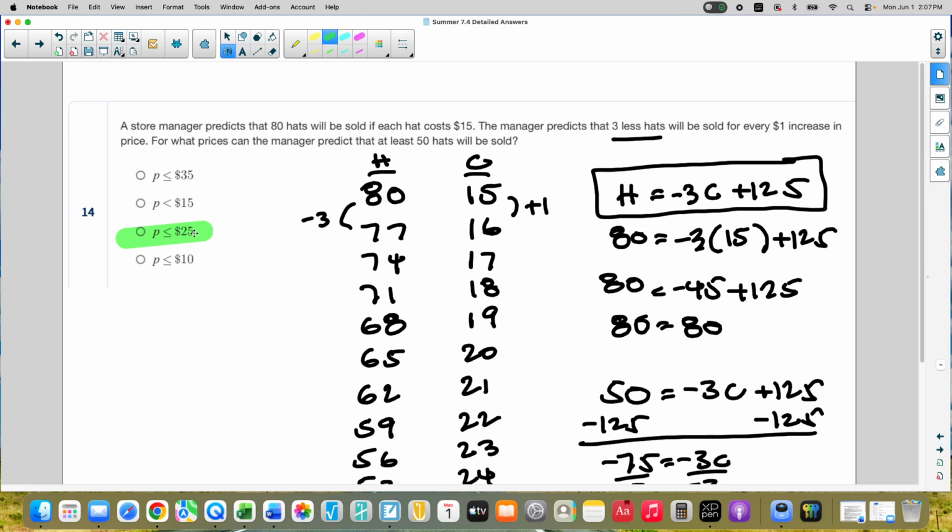P must be less than or equal to 25. The manager predicts 3 sold for every increased price. For what price does the manager predict at least 50? That's why: at least. So that's why we use the inequality. Alrighty.